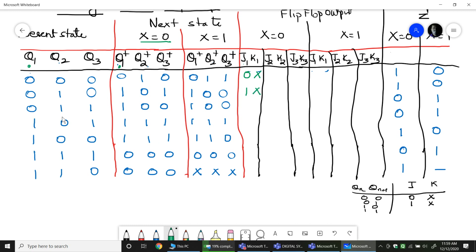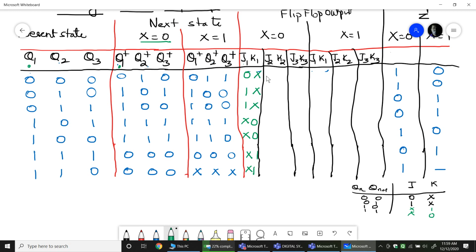and again 0 1 is 1x, you have 1 1. So for 1 0 it is x1, for 1 1 it is x0. Therefore for 1 1 it is x0, again 1 1 x0, 1 0 x1, 1 0 again x1. So this is what we have got for J1 and K1.